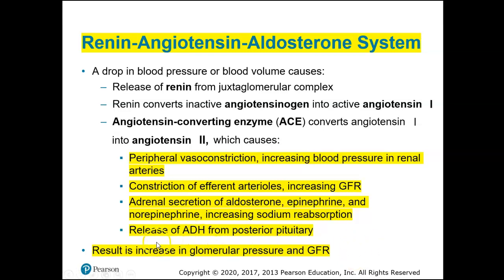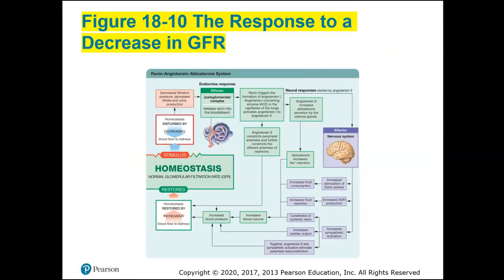All right, then the other thing that angiotensin 2 causes is the release of ADH from the posterior pituitary gland. And high levels of ADH lead to you conserving water and having a low volume of concentrated urine. And so all of these effects are to raise blood pressure and raise blood volume, which is also going to work to raise blood pressure. So the result of all of that is increasing glomerular pressure and GFR, so increasing your filtration rate in your kidney.